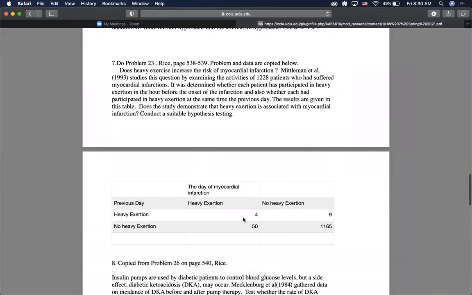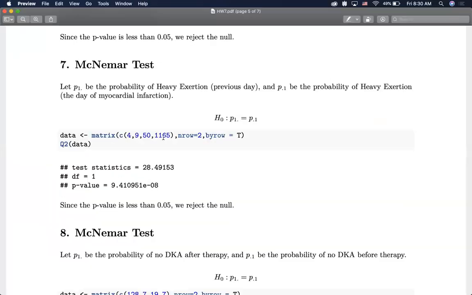Yep, so when you see a table like that, it's very likely that we're going to use a McNemar test. For that, we are testing whether the marginal probabilities are the same. Make sure you denote or explain what your choice of notation means. Then create a table, call the function Q2, and reject the null.